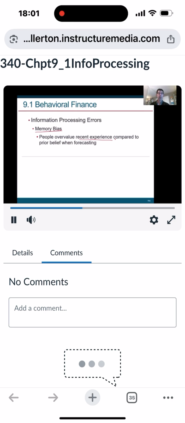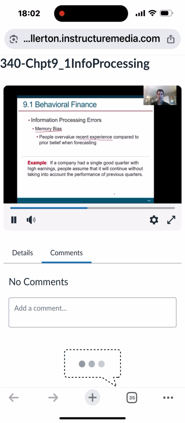All right, one part of behavioral finance is taking some of these ideas that are not necessarily connected to financial markets and trying to find a connection. Now, some of the connections are pretty strong, as we'll see in later ideas. Some of them are weaker, and you can judge that on your own. This one, to try to connect it to financial markets, might be something like the following. If a company had a single good quarter with high earnings, people assume that it will continue without taking into account performance in previous quarters. How does that correspond to the memory bias?